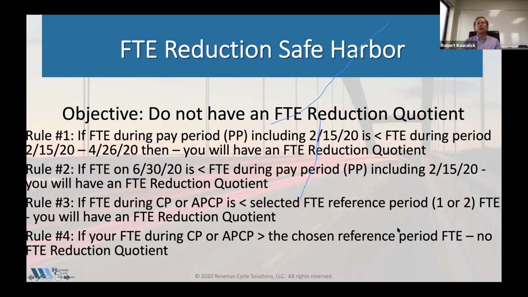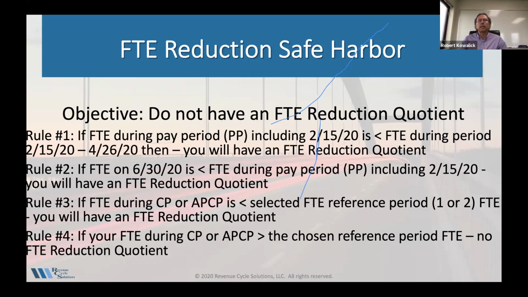So what does safe harbor look like? The objective on the FTE is to not have an FTE reduction quotient. You don't want to have one. You just want to be able to fill in the line with a 1.0 or a 100%, meaning you're not getting a reduction. And so I've been reading through all of this many times in different ways. I've come up with, these are my rules. These are not listed in anything. I feel like I should work for SBA now.